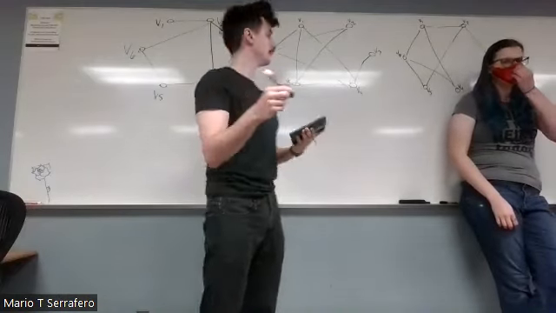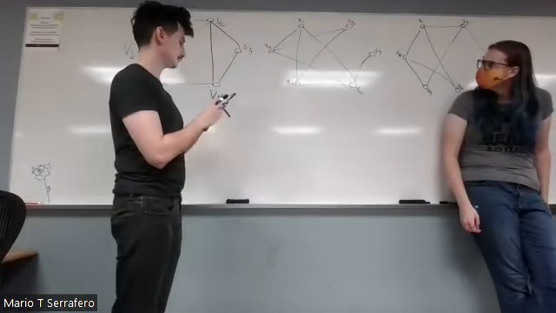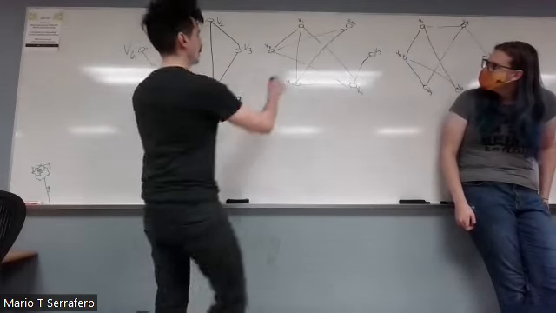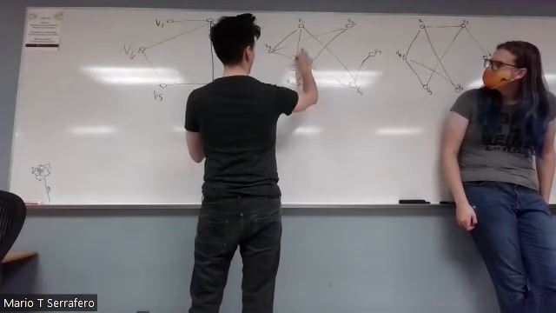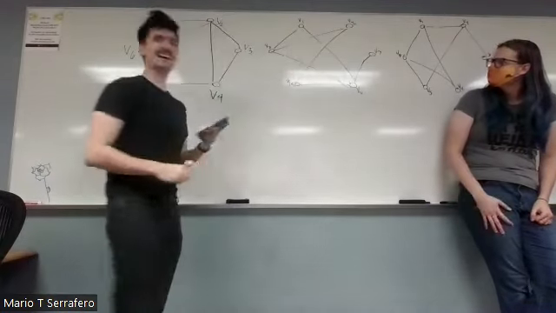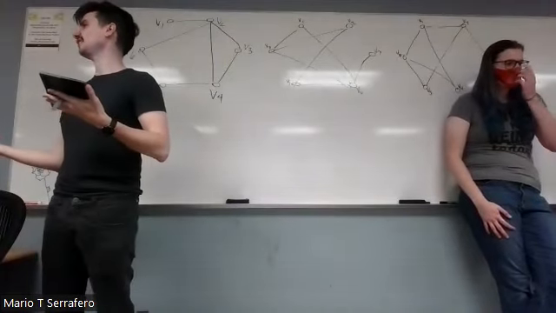Sorry, on the middle graph from B5 to U1, I don't think there's an edge. Yeah, there's not an edge from this guy there. Good catch. Yeah, that would have definitely been wrong. So what can we say?